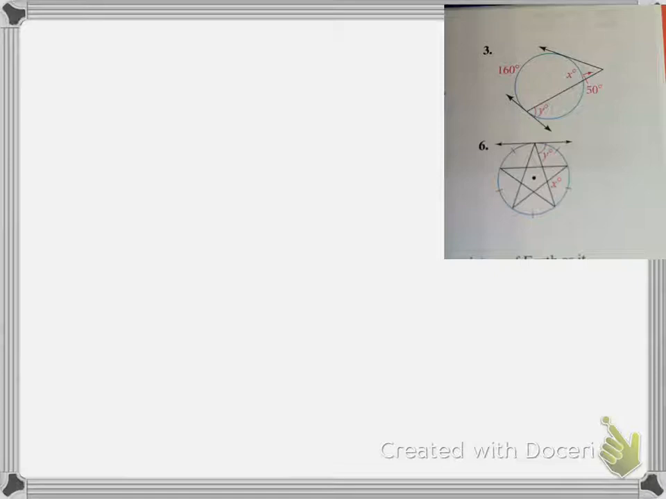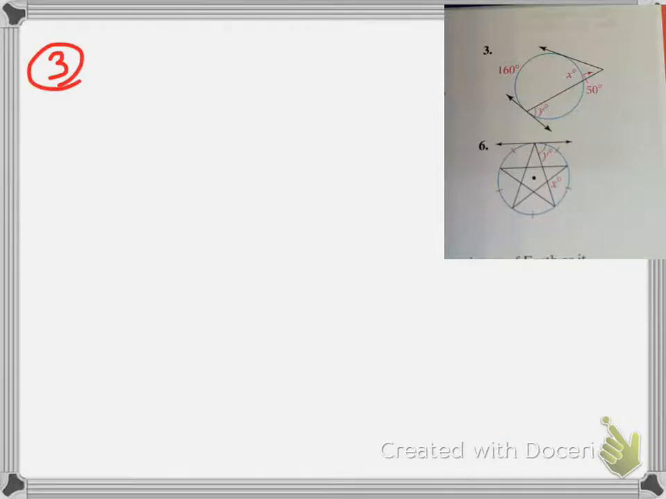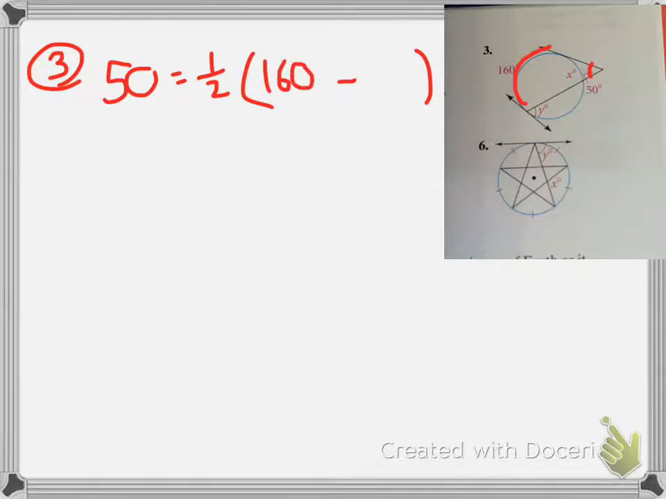This is dealing with segments that intersect outside of a circle, right? Outside of a circle. So let's just go for x right away. This is problem 3. We know that this angle here, which is 50 degrees, is half the difference, again, because it's outside, right? It's half the difference of the big arc. Well, what's the big arc? 160. What's the small arc? It's x, so we don't know what that is, so we need to solve there.